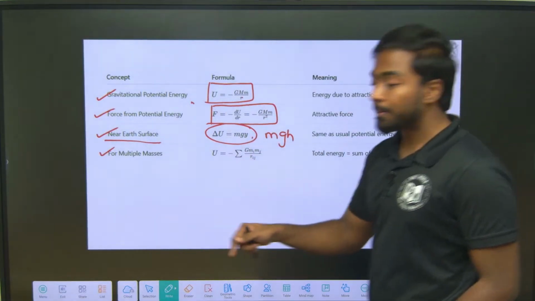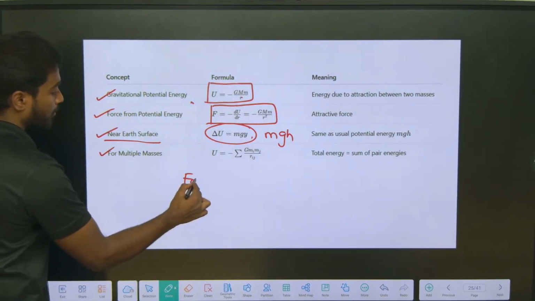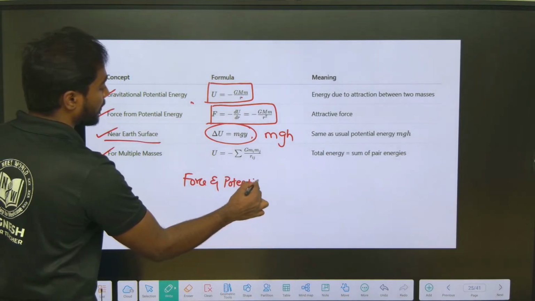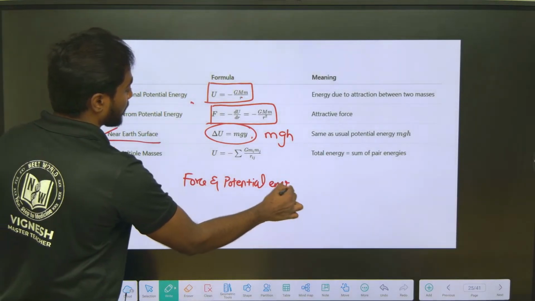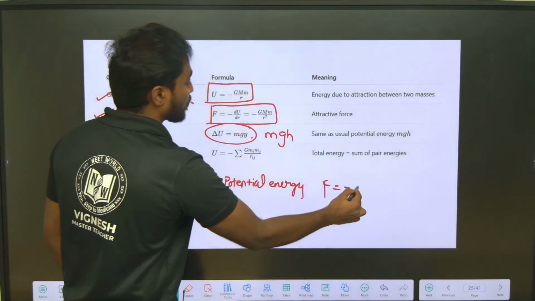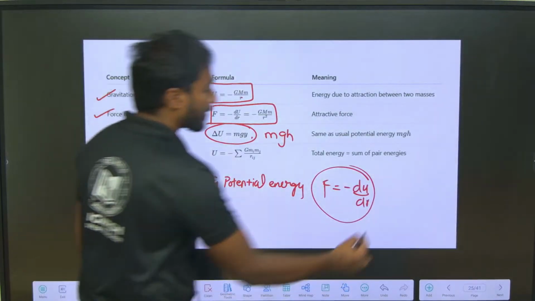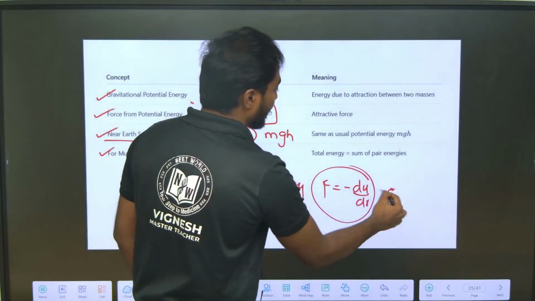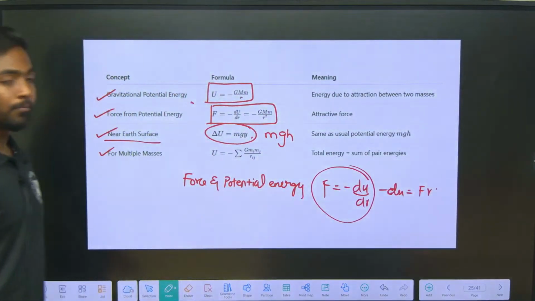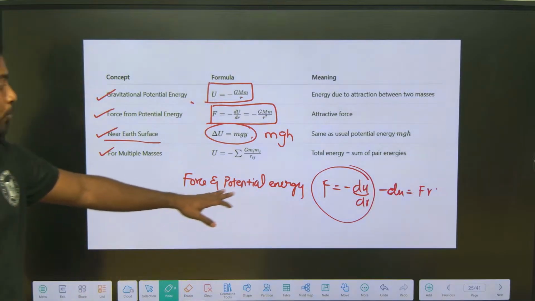So the relation between the force and potential energy is F equals minus dU by dR, or else I can say minus dU equals F into dR. That's it. So this is the relation between force and potential energy.